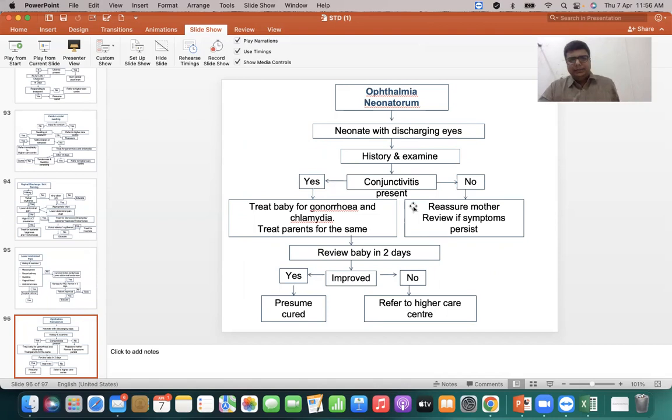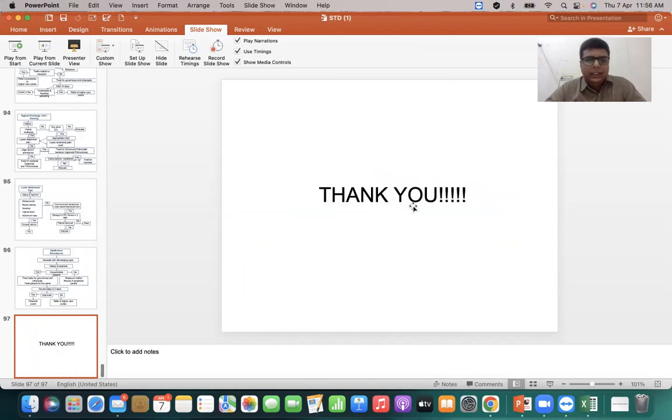Ophthalmia neonatorum. Neonates with sticky eyes: take the history and examine. If conjunctivitis is present, treat the baby for gonorrhea and chlamydia. Treat the patient for the same. Review the baby after 2 days. If improvement is present, then assume it is cured, and if not, then refer to a higher center.